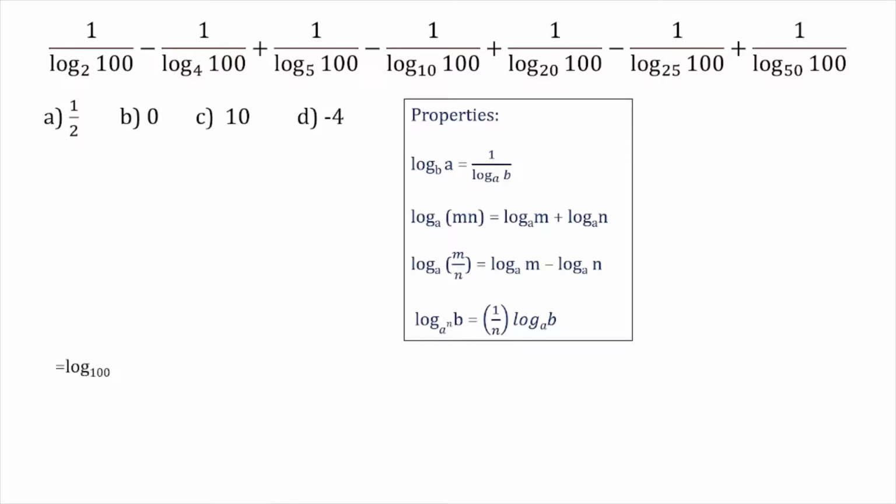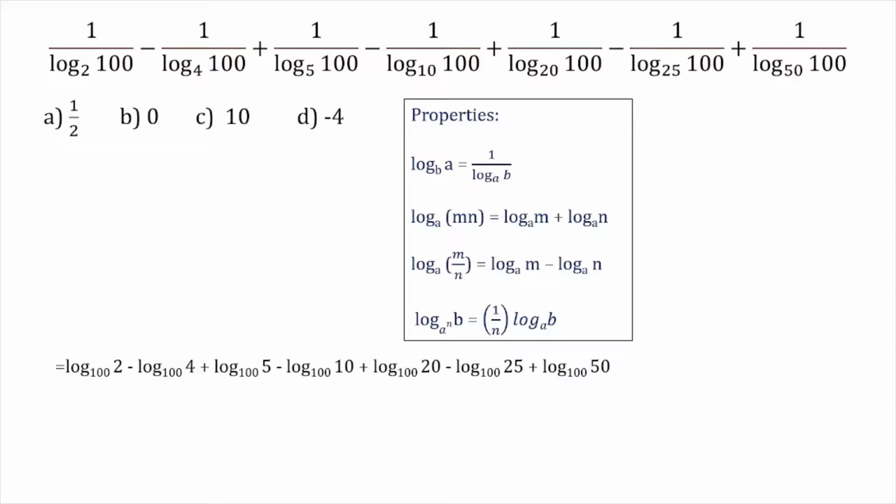how we get it. So it will be like log 2 to the base 100 minus log 4 to the base 100 plus log 5 to the base 100 minus log 10 to the base 100 plus log 20 to the base 100 minus log 25 to the base 100 plus log 50 to the base 100.